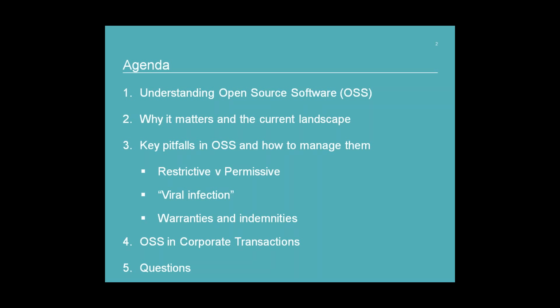We'll also talk about the viral infection, which is unfortunately named, but is one of the key concerns when you're using open source software. Then finally, we'll cover some of the usual warranties and indemnity issues that you need to look out for, both if you're the customer, but also if you're the supplier of open source software. And if anyone here deals with corporate transactions and M&A deals, there are a couple of slides at the very end which will take you through a quick canter through some of the issues you want to be aware of and how you might mitigate the risks in a corporate transaction.